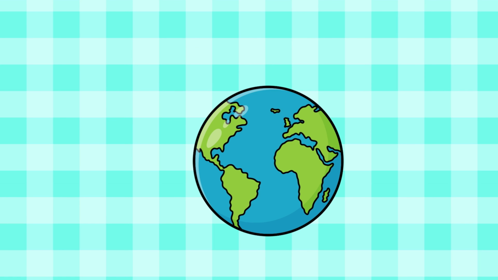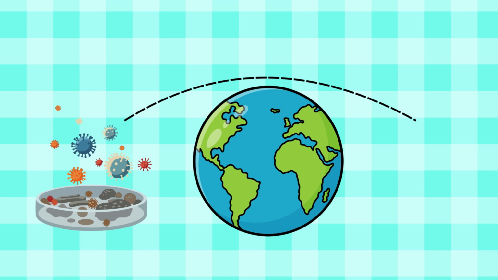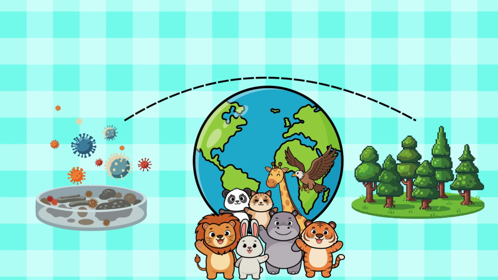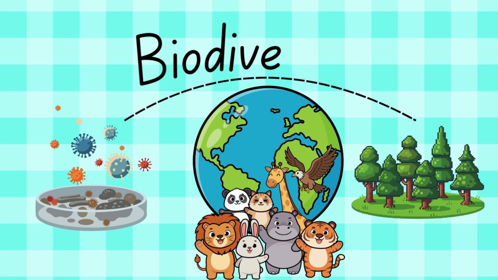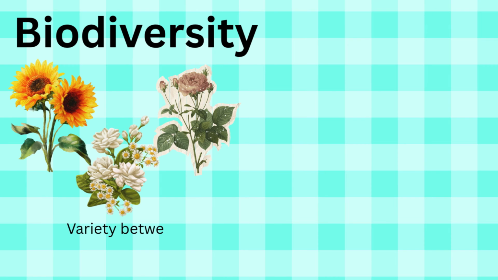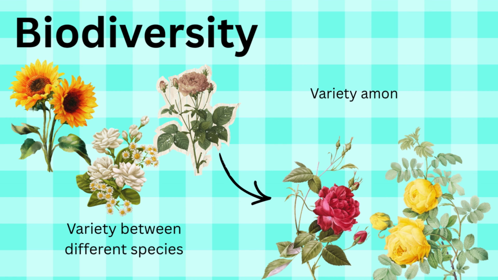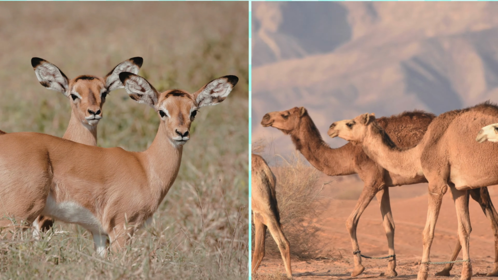Our planet is home to an extraordinary range of living organisms, from microscopic bacteria to towering trees and large animals. This vast variety of life is what we call biodiversity. Biodiversity does not include only different species. It also includes variation within the same species and the different ecosystems in which organisms live.